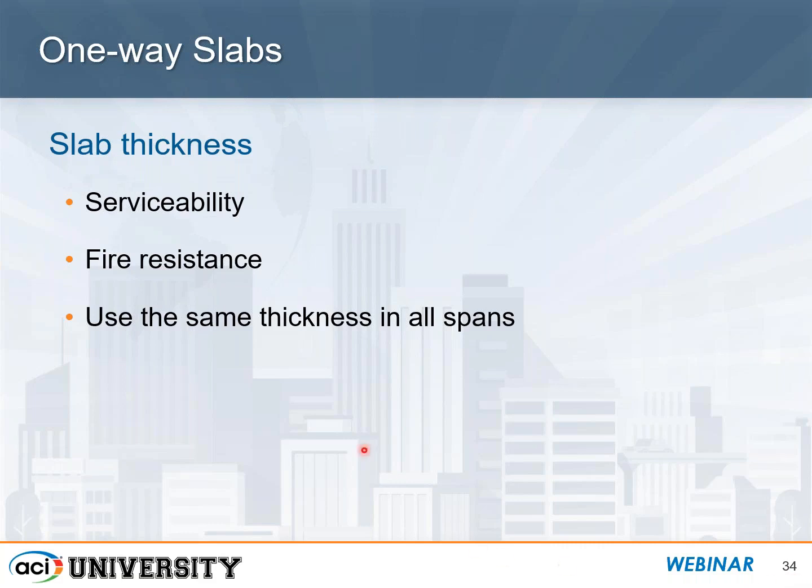And this last bullet point here, we're going to see this repeated many, many times today. Use the same thickness in all spans, if at all possible. You know, for architectural or other reasons, there may be a need to change the thickness with respect to the span. But if there's no such need, then there's no really good reason to change that thickness. You base it on your longest span that's doing the most work and just use that every place.